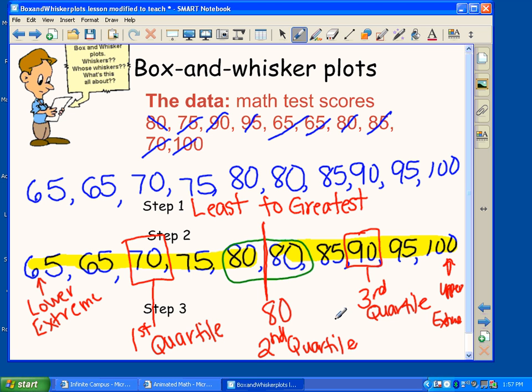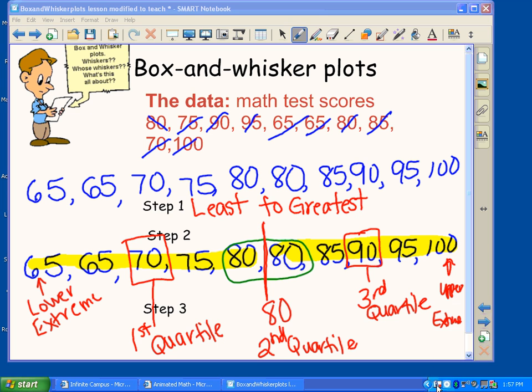Ruby, what did I just call it? The upper extreme. What number? What are you looking at? And why is it called the upper extreme? Mariana, what is the highest it can go? It's the highest number in our data set. Why is this called the lower extreme? Because it's the lowest number in our data set.